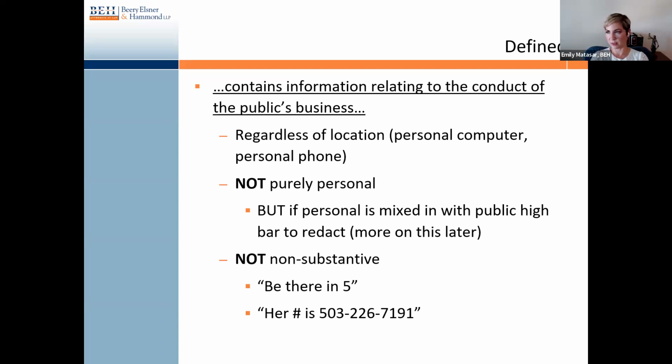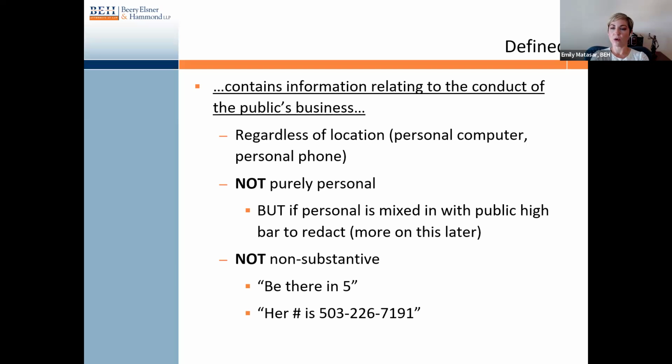I assume most people on today are city employees, but if you're a district or some other public employee, then it relates to either your work or the work of the public body that you work for. It's, I think, easier to define in terms of what it's not. So it does not include information that is purely personal.